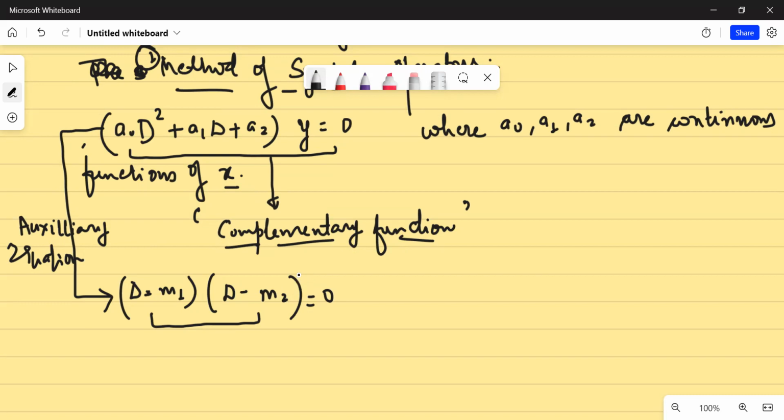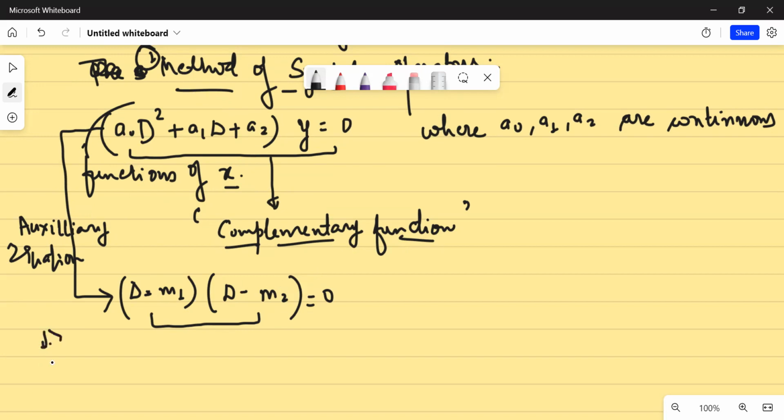In the method of symbolic operators, I'm reiterating, we actually solve this linear differential operator in the form of an auxiliary equation. We try to factorize it in terms of the roots, and once we know the nature of the roots, accordingly we write the solutions.